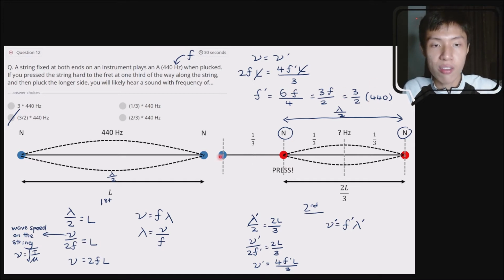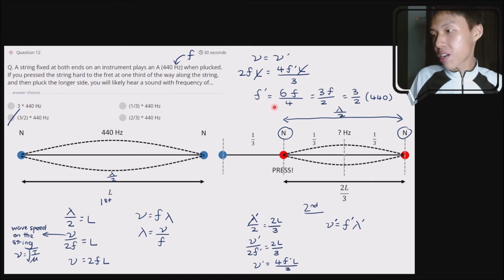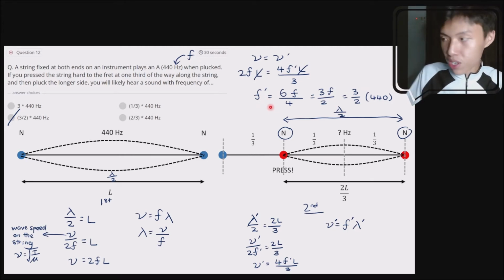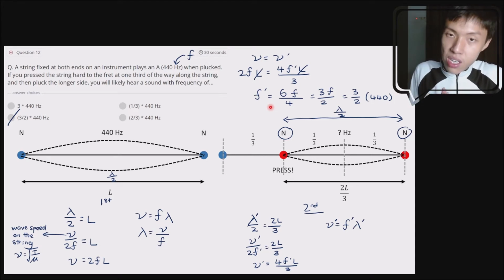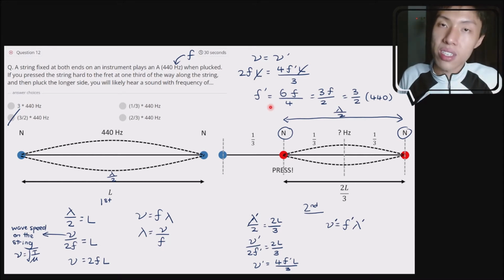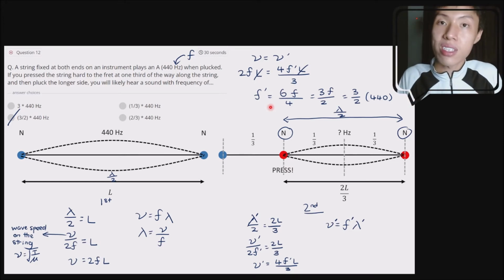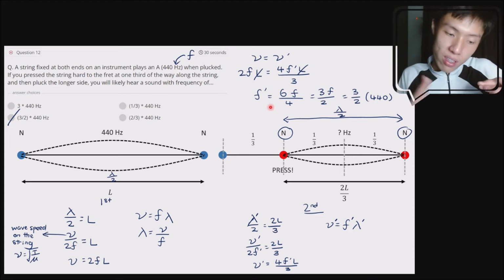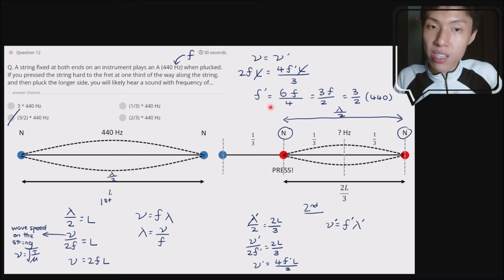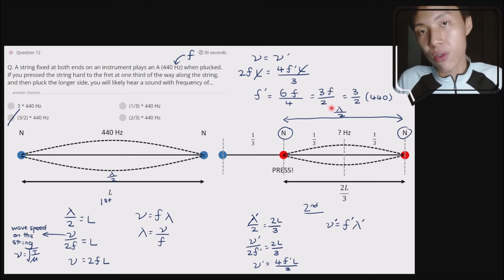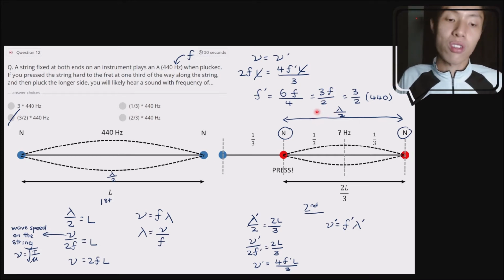As you can see here, if I shorten the string, I will cause my frequency to be higher. This is a higher frequency. That's why when you play guitar and you shorten your string, when you press nearer to where you pluck, you pluck a higher and higher frequency sound. You will get higher frequency if you press your hand nearer to the place where you pluck. You are shortening the string, therefore you are increasing the frequency. Okay, so that's how you solve question 12.